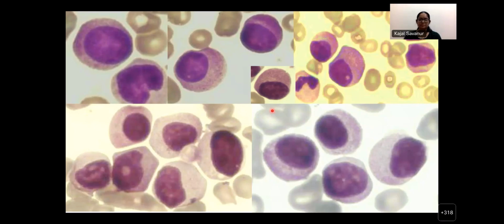I see myeloid lineage, most probably myelocytes. Sir, most probably promyelocytes. Okay. Sir, the N/C ratio is high here. The nuclear contour is smooth, and we see 3 nucleoli, and the cytoplasm is basophilic. And in some cells, we can see azurophilic granules.